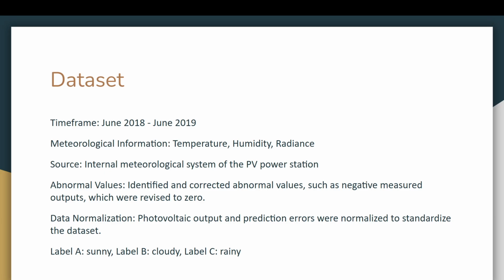This involved identifying and revising any abnormal values, such as negative measured outputs, which were corrected to 0. The dataset was further processed by normalizing the PV output and prediction errors, and classifying weather conditions into 3 categories: sunny, cloudy, and rainy, labeled as A, B, and C respectively. The research specifically utilized data from a PV power station located in Central China as a statistical sample to verify the effectiveness of the proposed prediction method.